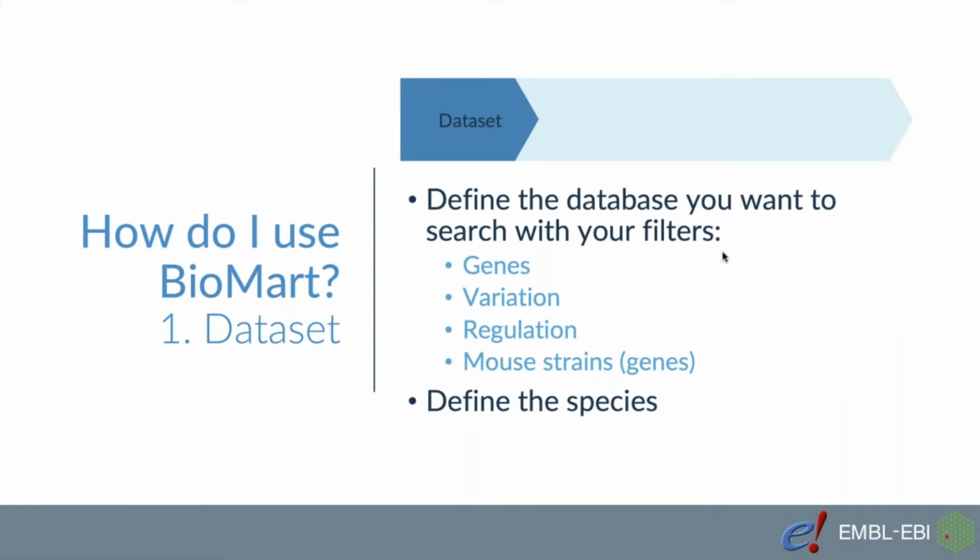So you first have to specify the database you want to search with your filters. And you can choose from a few databases. You can select the database of all Ensembl genes, genetic variants, regulatory features, or mouse strains. You would only choose mouse strains if you were interested in specific differences between different mouse strains. For anything else, you're more likely to be using mouse genes or mouse variation databases. After choosing your database, you then have to specify your dataset, so the species of interest.